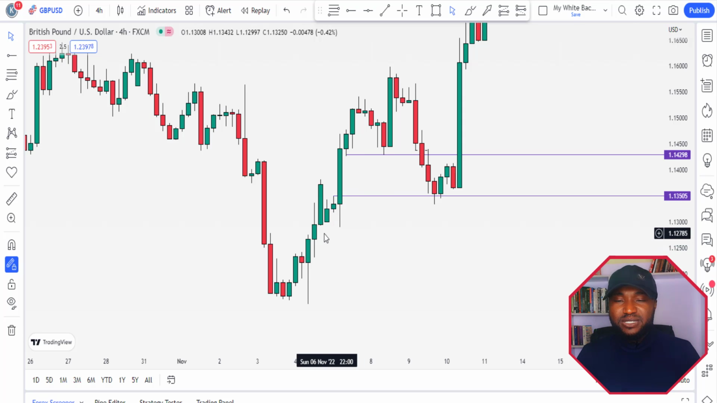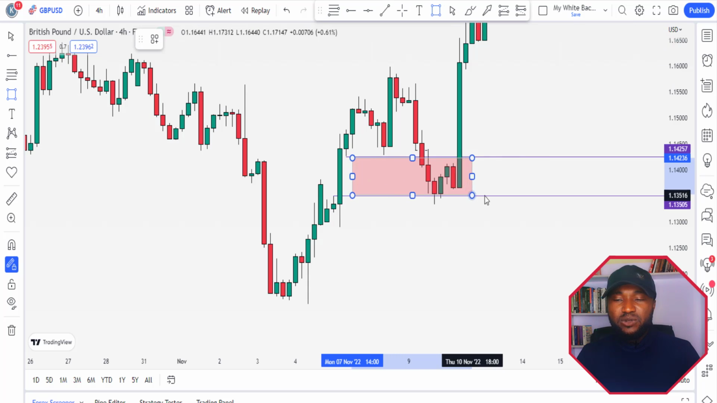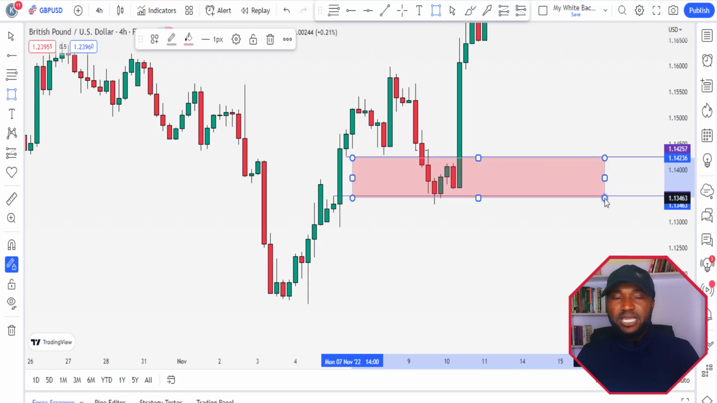And then look at price heading up. Look at price coming back to fill it. Look at it. This entire level is where your fair value gap is. Okay, this is where your fair value gap is. Please get this and then simplify your trading experience.